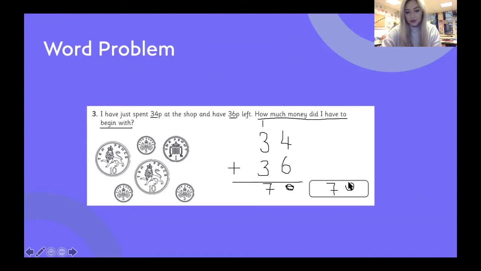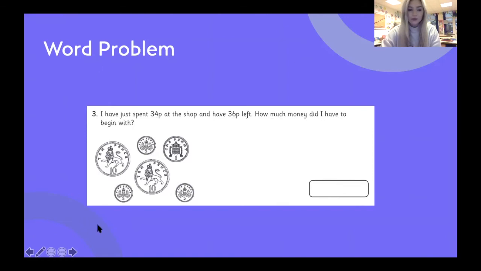It's not 70 sausages or 70 bananas, is it? It's going to be 70p. It's really important that we include that to show them that we know that we're still talking about money. Well done if you managed to do that. Let's move on to the next one.